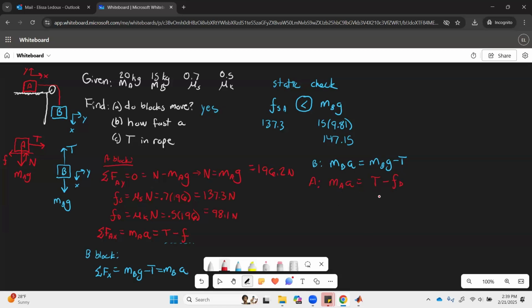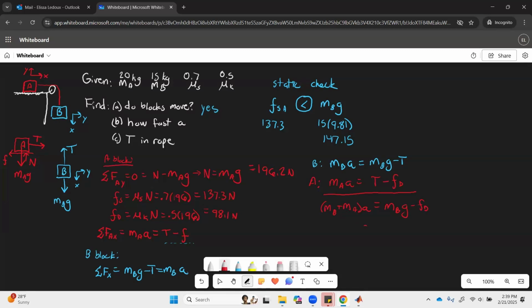So we have two equations and two unknowns, and we can solve this. The easiest way here is to solve by elimination. You can do substitution, where you rearrange one equation, solve for T, and plug into the other one and solve for a. Or you can do elimination, where you just stack these two equations and add them together. If we add these two together, these T's are going to cancel. And then we're going to get mass B plus mass A times acceleration equals mass B times g minus dynamic friction.